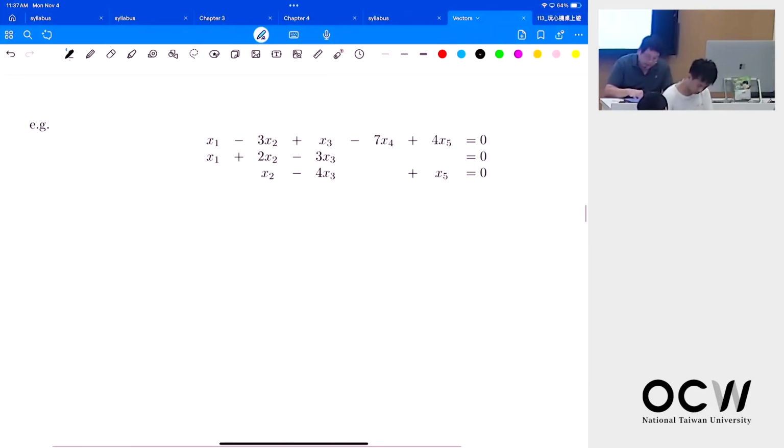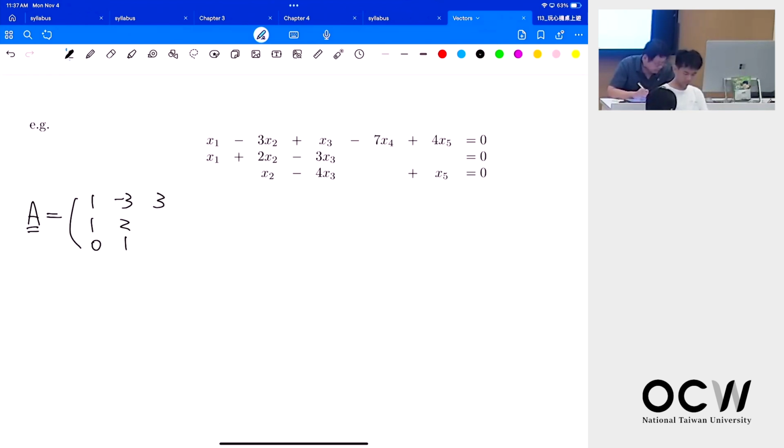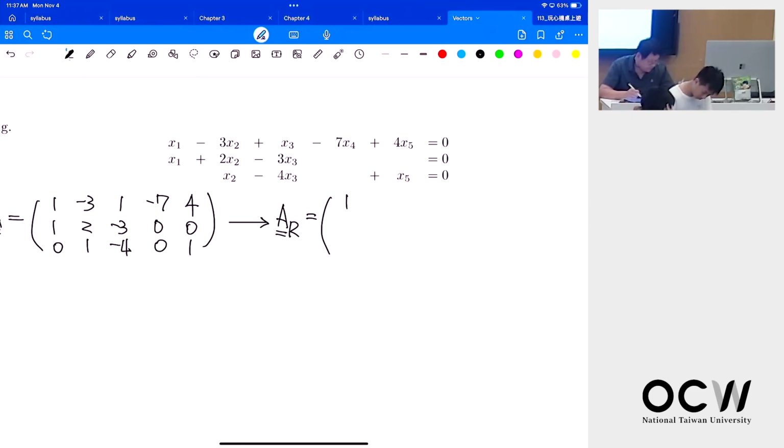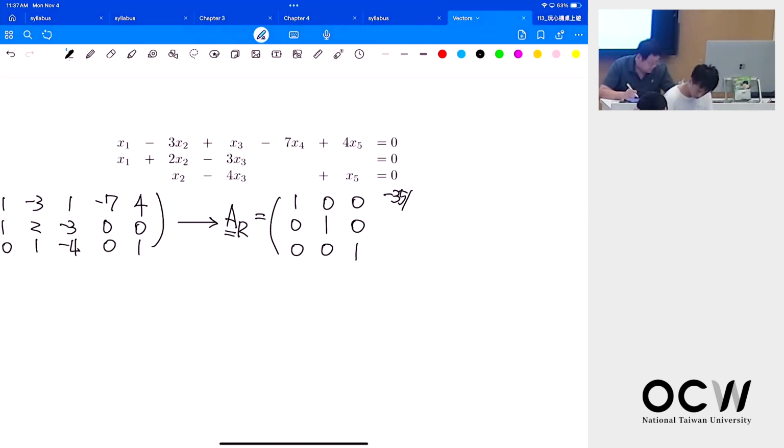So let's write A first. A is 1, 1, 0, minus 3, 2, 0, 1, and 3 minus, no, 1, 1, minus 3, minus 4, minus 7, 0, 0, and 4, 0, 1. Your homework: the reduced matrix, you should have 1, 0, 0, 0, 1, 0, 0, 0, 1, minus 35 over 16, 28 over 16, 7 over 16, 13 over 16, minus 20 over 16, minus 9 over 16.